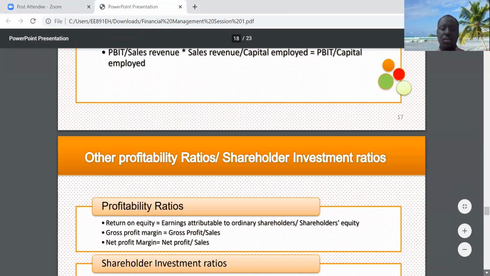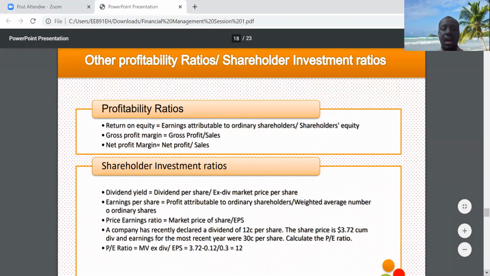Then you have other profitability ratios, which is return on equity, which is your earnings attributable to ordinary shareholders divided by your equity. You have your gross profit margin, which is your gross profit over your sales. You have your net profit margin, which is your net profit also divided by sales.